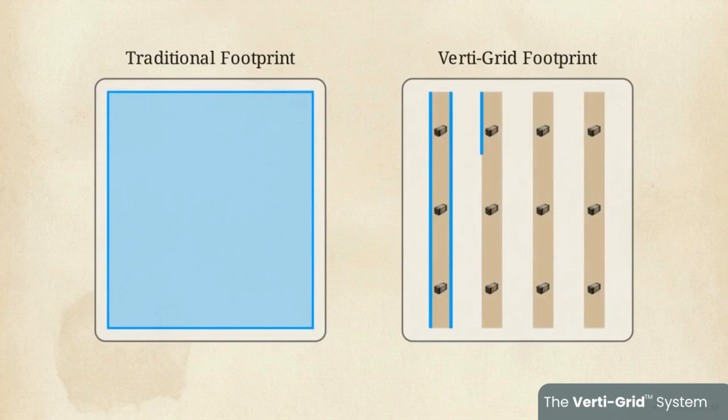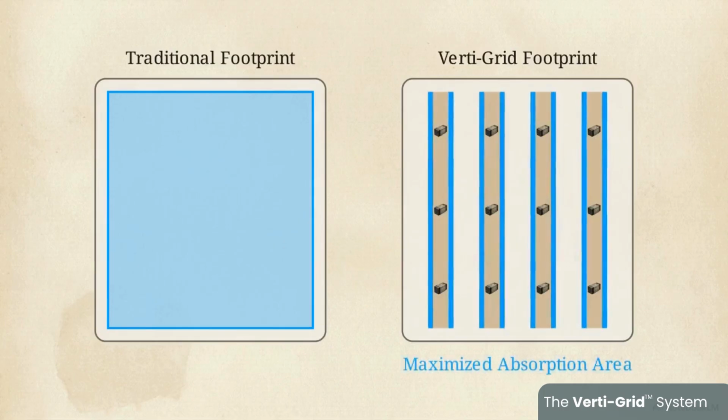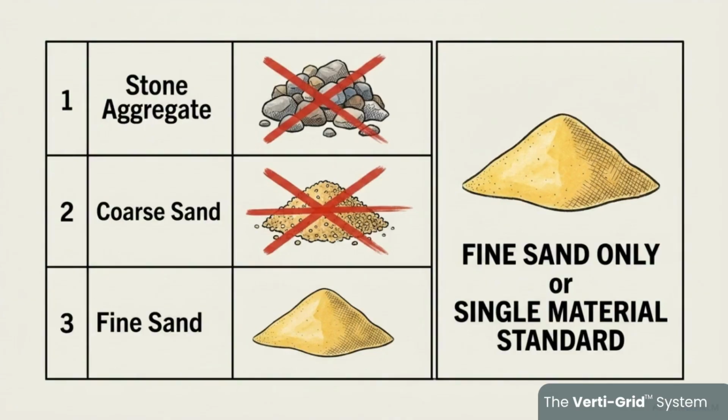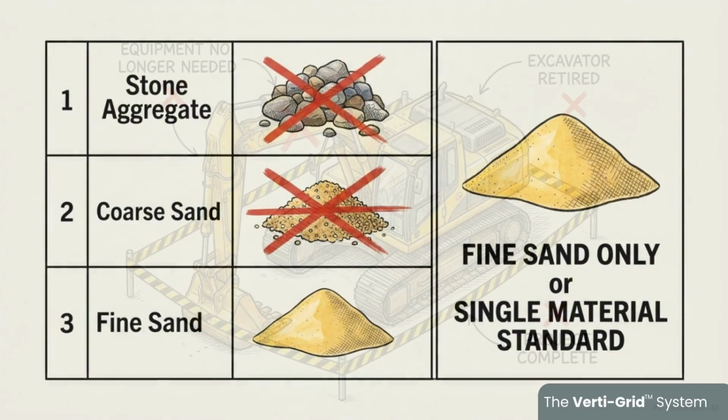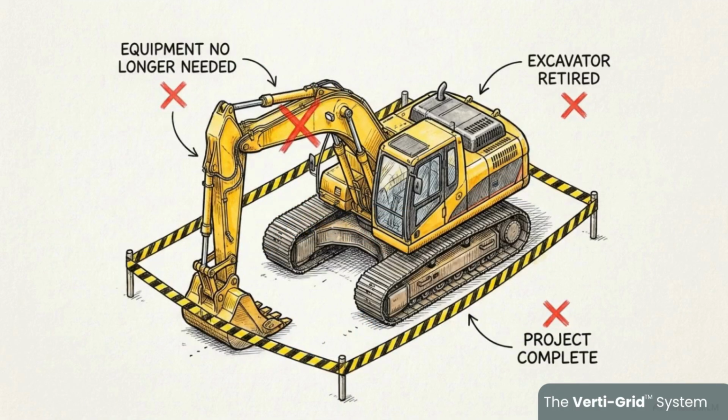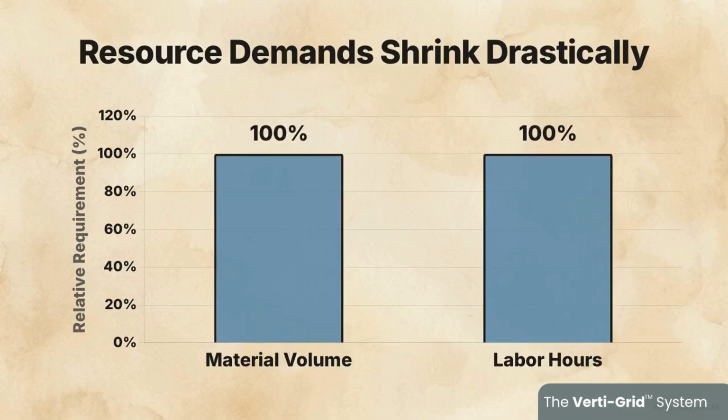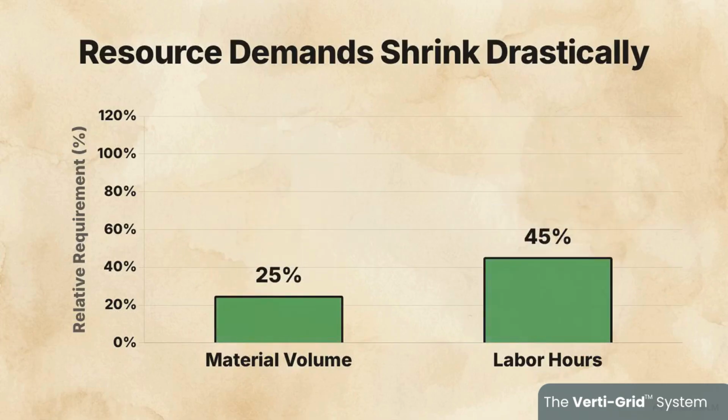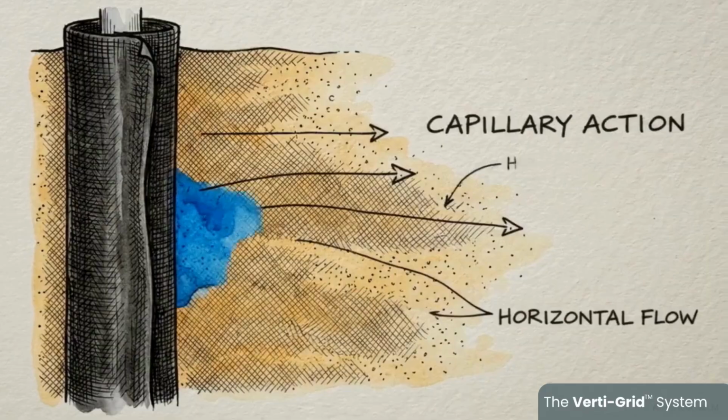In summary, Verti-Grid revolutionizes the way sand mounds can be constructed by eliminating stone aggregate, eliminating coarse sand aggregate, expediting and simplifying the construction process, reducing the cost of materials and labor, and utilizing the benefits of sidewall dispersal.